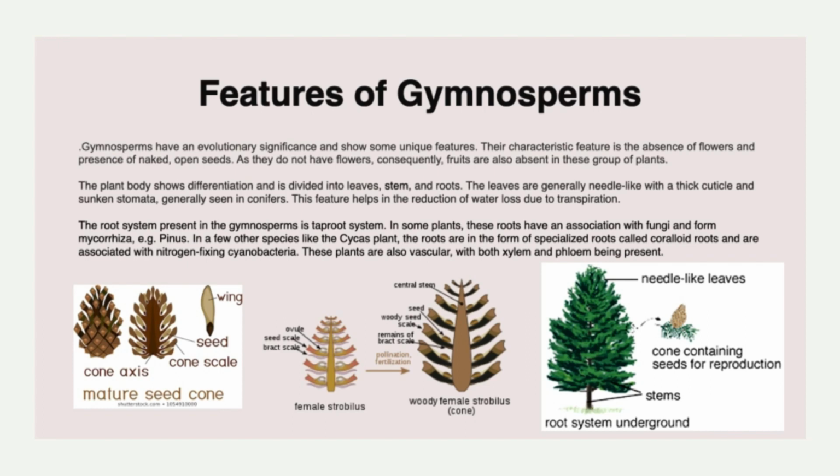We can see in the first picture a mature seed cone. It consists of cone axis, cone scale, seed, and wing. The second one is about the female strobilus and woody female strobilus. We can see the oval seed scale and bract scale, and the third picture is about the whole plant. We can see the needle-like leaves, the stem, and also the root system underground.